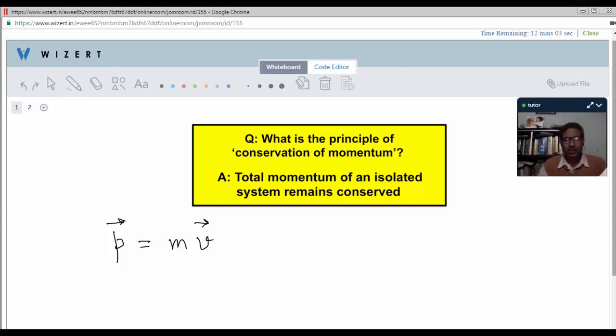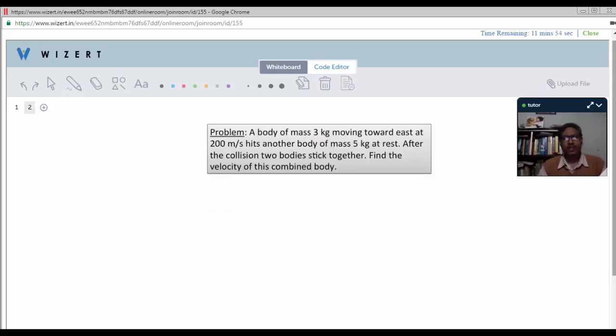Now, we are using one sample problem as an example to understand this principle. See what the problem is. It is displayed on the board. You see that in this problem, there are two bodies. It says that a body of mass 3 kg moving toward east at 200 meters per second hits another body of mass 5 kg at rest. After the collision, the two bodies stick together. Find the velocity of the combined body.